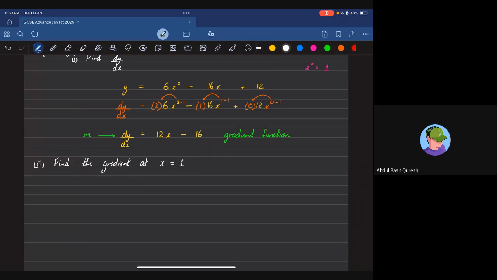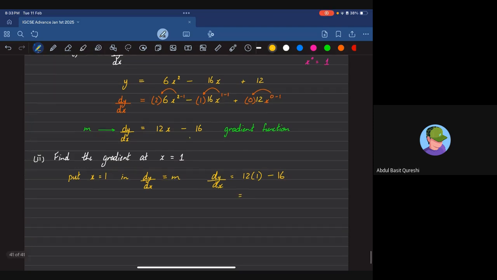So if I've chosen x is equal to 1, what you're simply going to do is put x is equal to 1 in dy upon dx, because that is equal to your gradient. So it is going to be dy upon dx is equal to 12 times 1 minus 16, which is equal to minus 4, by the way. And that is your gradient, m at x is equal to 1.